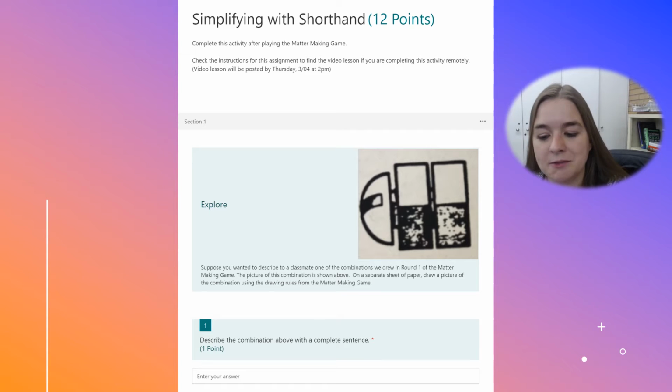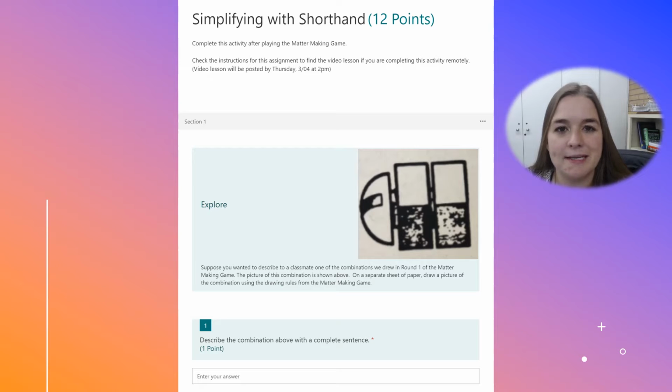Suppose you wanted to describe to a classmate one of the combinations we drew in round 1 of the matter making game. The picture of this combination is shown above. On a separate sheet of paper, draw a picture of the combination using the drawing rules from the matter making game. To refresh your memory, you can go back to your matter making game instructions and figure out how we would draw this.